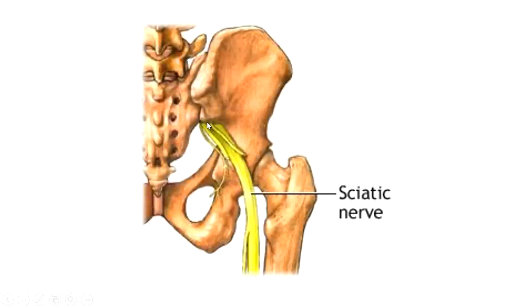Here we can see the nerve comes through the greater sciatic notch and enters posteriorly in the gluteal region and descends down to the posterior compartment of thigh between ischial tuberosity and greater trochanter of femur.